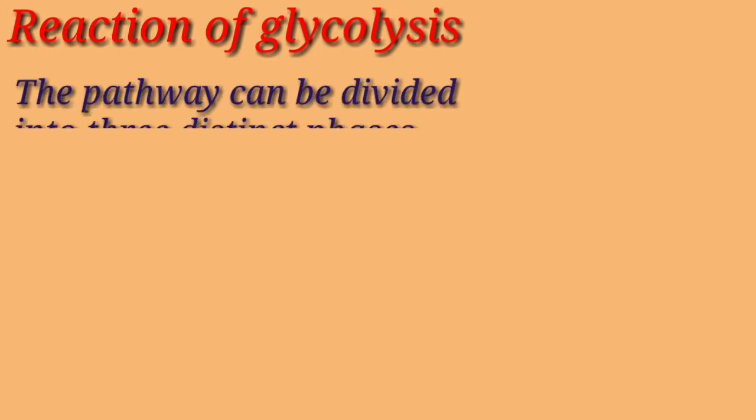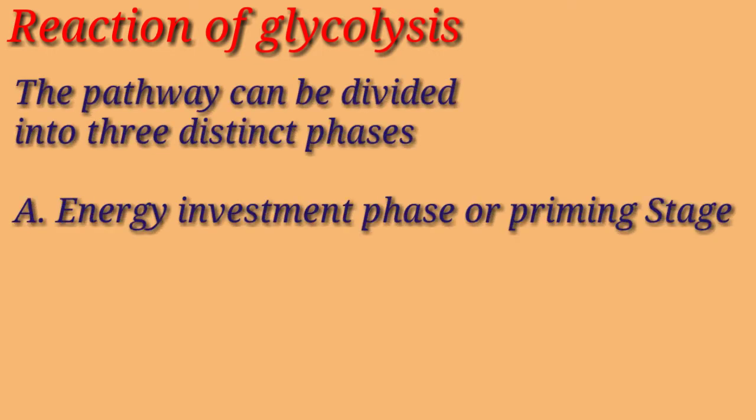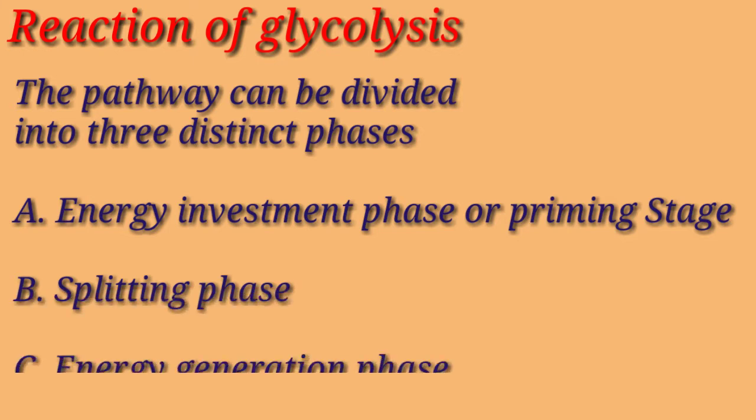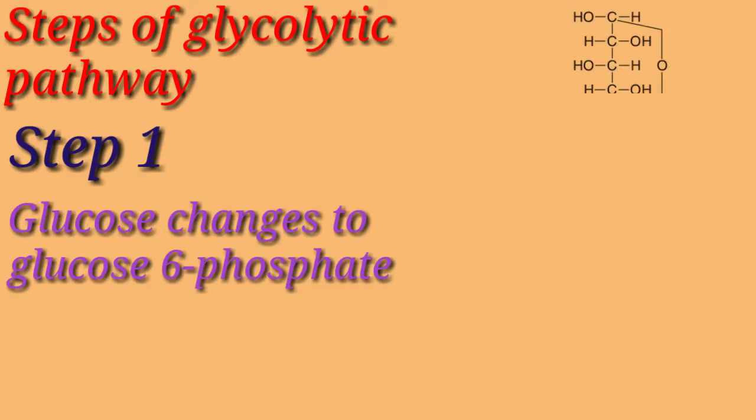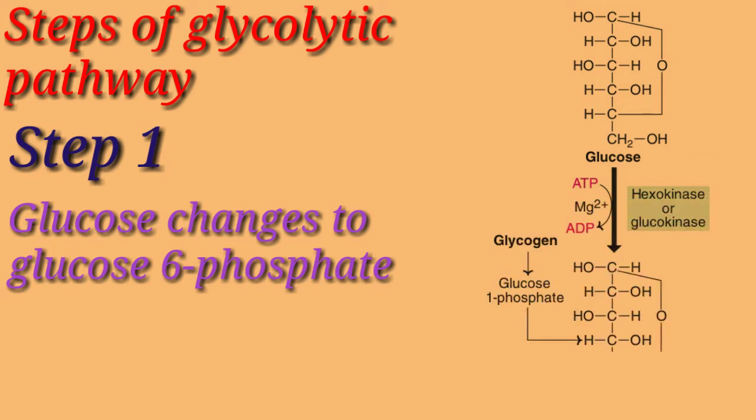In the reactions of glycolysis, the pathway is divided into three distinct phases. First is the energy investment phase or priming stage. Second is the splitting phase. And third is the energy generation phase. So first is the energy investment phase, in which glucose is phosphorylated to glucose 6-phosphate by hexokinase or glucokinase. Both are isoenzymes. This is an irreversible reaction dependent on ATP and Mg2+.